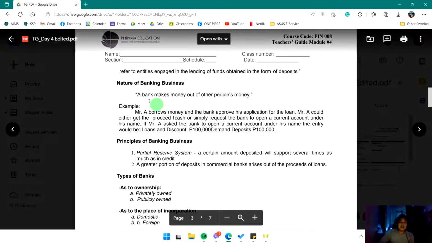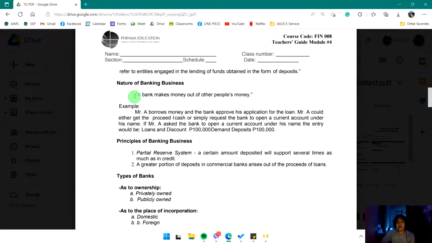Now, let's go to the nature of banking business. We have here a quote that says, a bank makes money out of other people's money. Totoo po ito. Kaya po kumikita ang mga bangko dahil din po sa pera na pinapasok ng ibang mga tao.